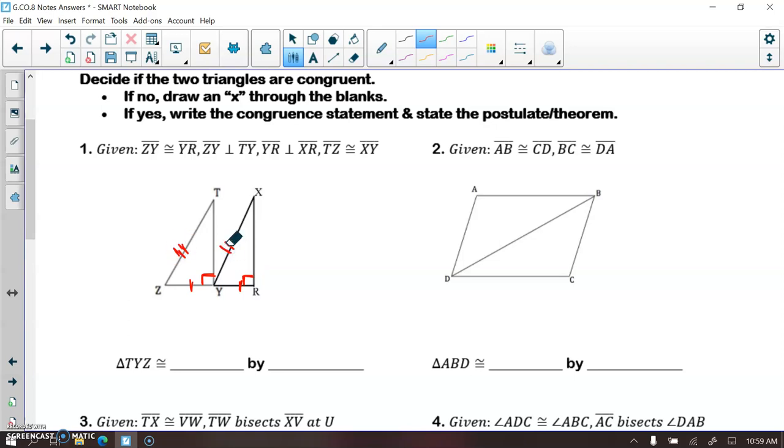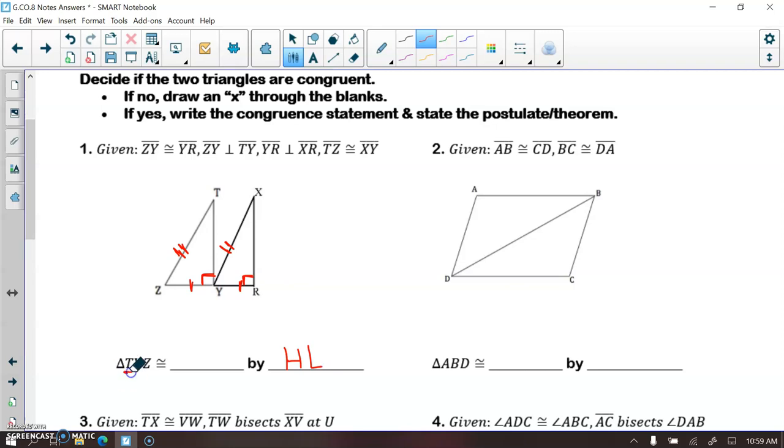So these two are actually right triangles, and we have the pairs of hypotenuses congruent and a pair of legs congruent. So these two triangles are congruent by HL. I don't need you to write the congruence theorem, just give me the abbreviation. Now we need to state the congruence statement. So we need to put this in the correct order.